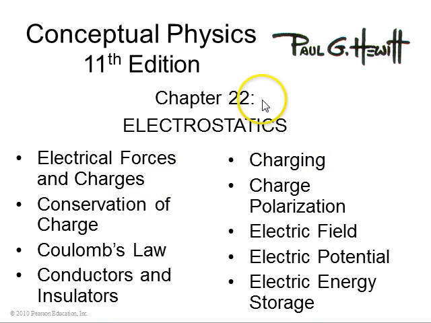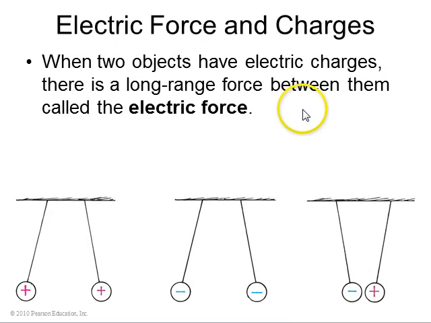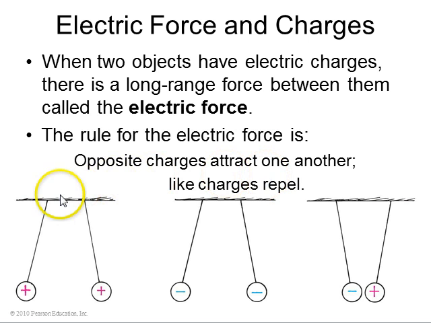Okay, chapter 22 is on electricity and electrostatics. So we start with a new force called the electric force. If any two objects have electric charge, there's a force between them. If the two charges are alike, then the objects will repel one another, like plus plus or minus minus. If the charges are opposite, then they'll attract one another, like minus plus or plus minus.